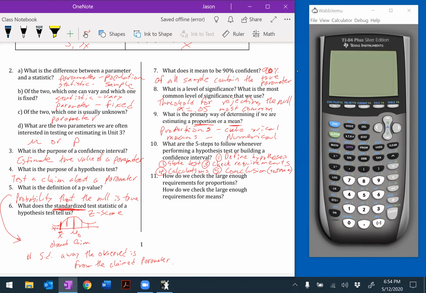Okay, how do we check large enough requirements for proportions? Well, n times p is greater than or equal to 10, and n times q, which is 1 minus p, is greater than or equal to 10. Put that underneath. How do we check large enough requirements for means? Usually n is greater than or equal to 30. I might lower that to 25. That would be fine. Say that it's less than 25, it's fine.